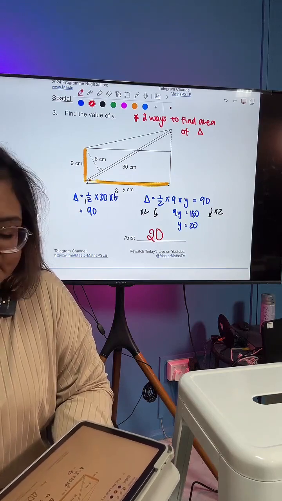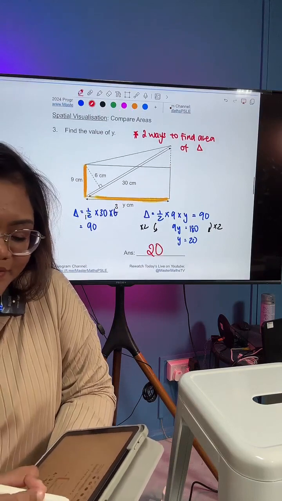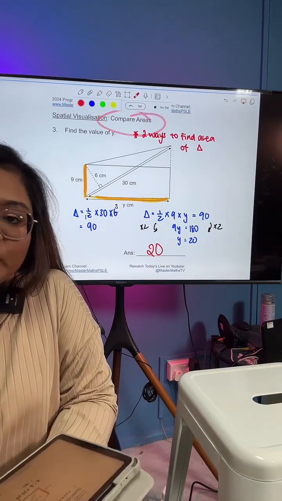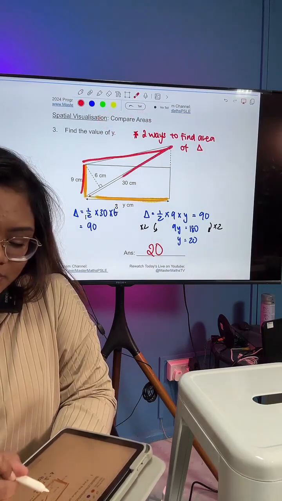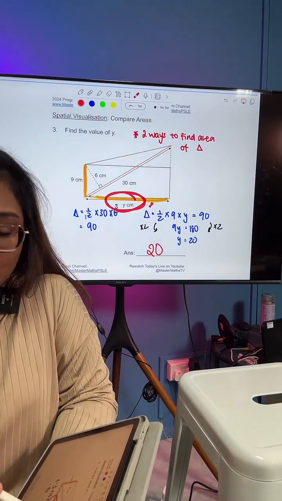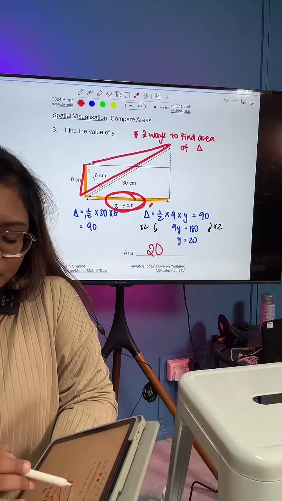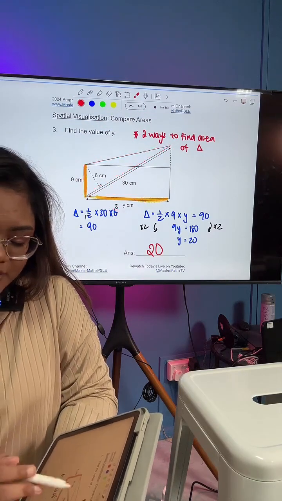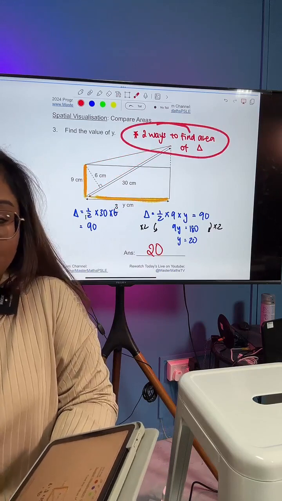Alright, how is it going, guys? So again, we compare areas. What does compare areas mean? We look at the area of the triangle. And although we are looking for the length of the rectangle, we can use the area of the triangle to compare it with basically the two ways to find the area of the triangle.